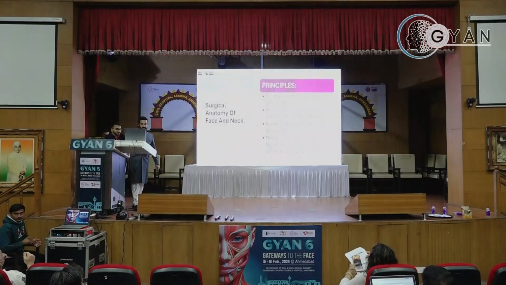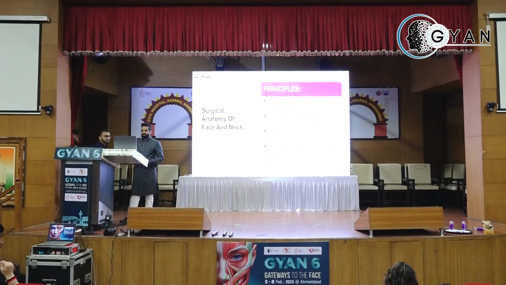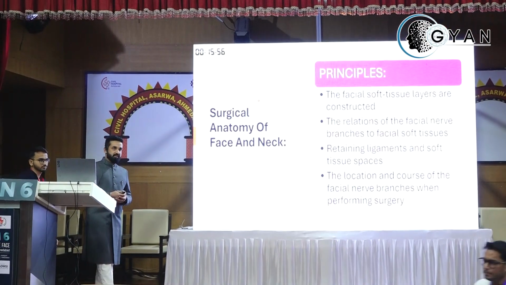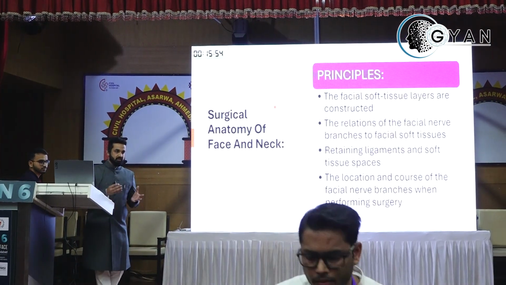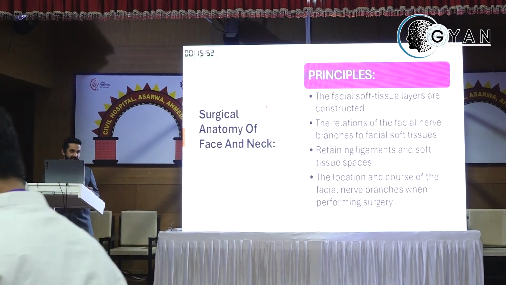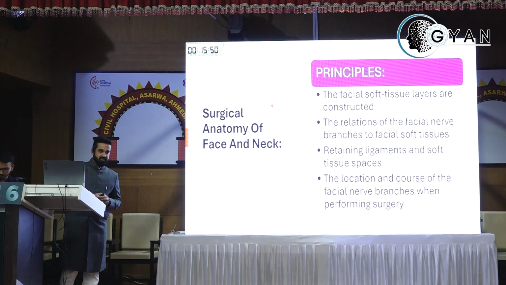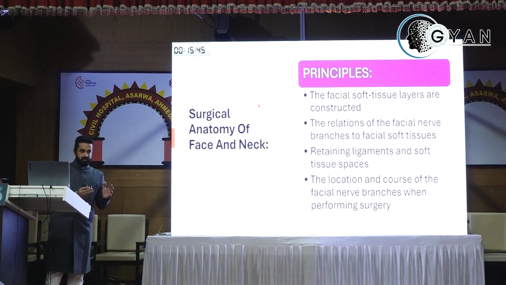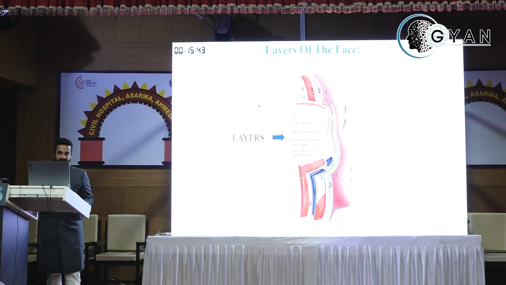So we'll start with the surgical anatomy of the face and neck with the basic principles. Meaning to say that the facial nerve being the queen of the face, we as facelift surgeons have to be the king and protect the nerve throughout the face. So this will be more or less like a storytelling.